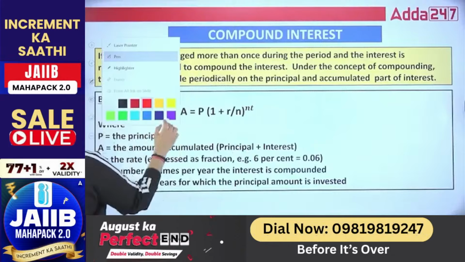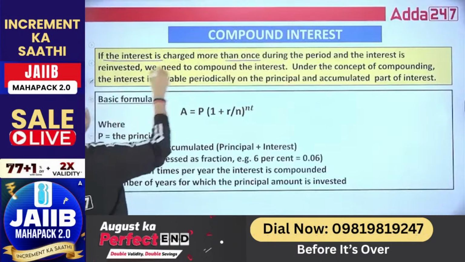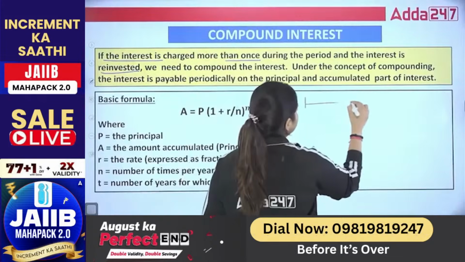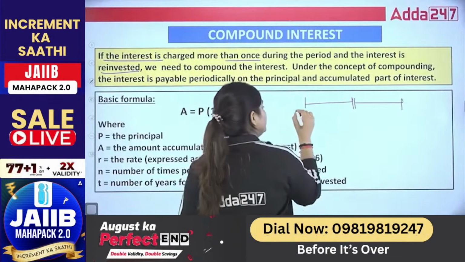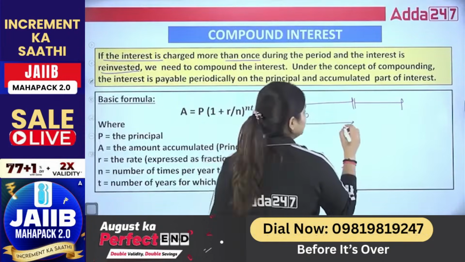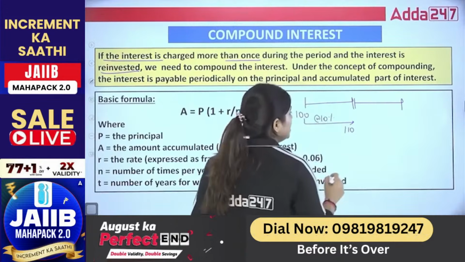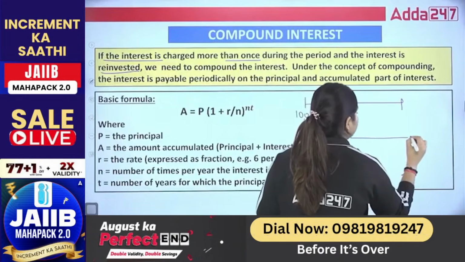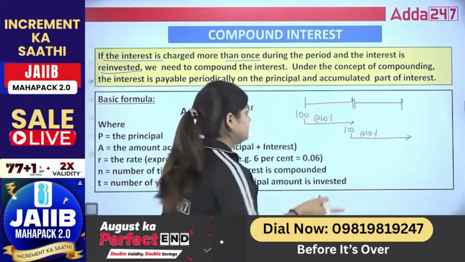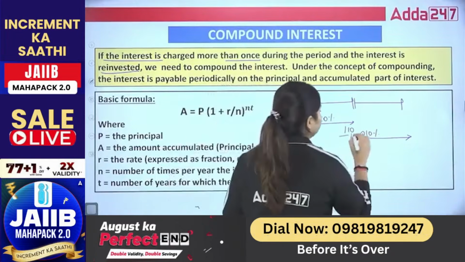So compound interest means if the interest is charged more than once during the period and the interest is reinvested, we need to compound the interest. Suppose today I am investing rupees 100. After 1 year, I am getting, along with interest, this amount as 110. Suppose I charge 10%. Now again I am investing this 110 for 1 more year at the rate of 10%. At this point of time, I am not going to calculate 10% on this 100. I am going to calculate 10% on 110.